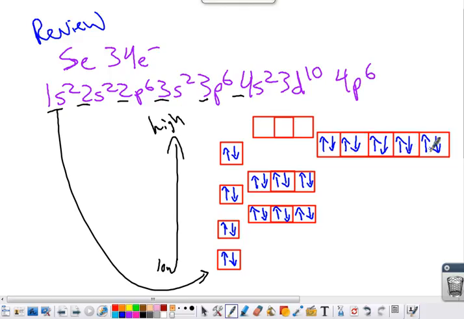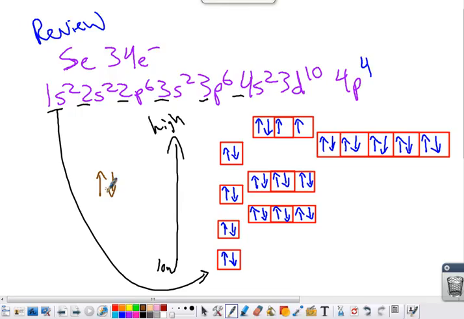And then I did the configuration wrong. I was wondering why that girl in the back was waving her hands at me. Selenium is 4p4. So sorry. So this piece here at the end, you're going to do this: 1, 2, 3, 4. Are you going to do that? No, you're not going to do that. You always spread them out before you double them up. So 1, 2, 3, 4. So you spread them out, then you fill them up, and then you move on.